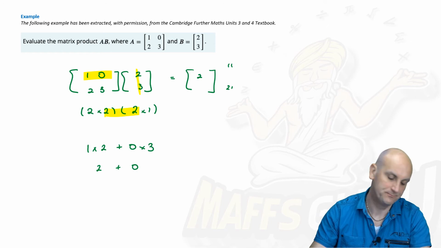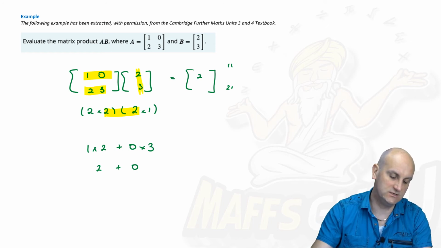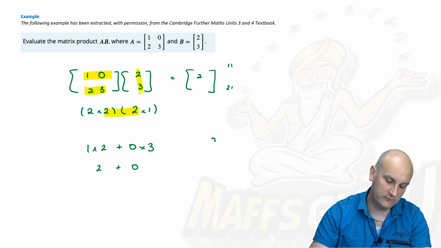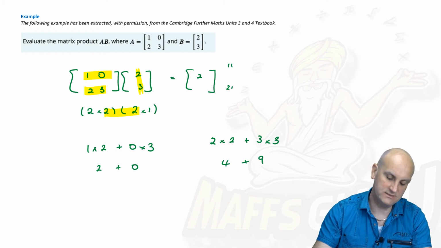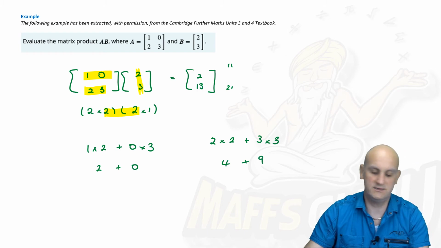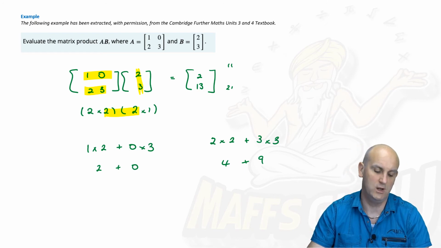Please get that right. Next row by the first column. So in this situation, let's pair up the values. So we get 2 times 2 plus 3 times 3. 2 2s are 4, 3 3s are 9. Add those together, 9, 10, 11, 12, and 13. And there we go. We have evaluated our matrix product as 2, 13.